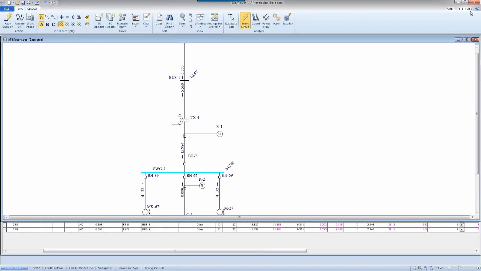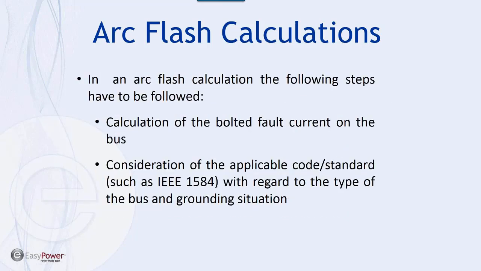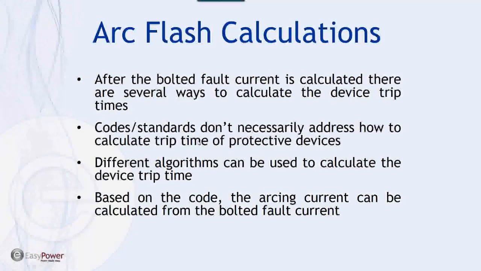And if I go back to my presentation here, as you noticed in the previous slide, I mentioned that 1584 could be one of the standards. So if 1584 or any other standard is the reference here, once we have the bolted fault current, based on that standard we have to find a way to calculate the arcing current in that branch or in that bus. But the fact is that in order to calculate the arcing current in that branch, you should start from the bus.